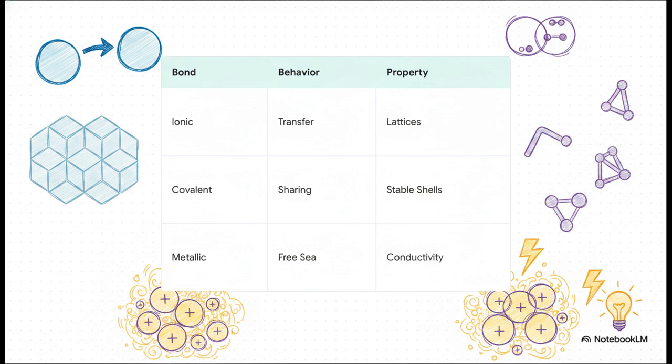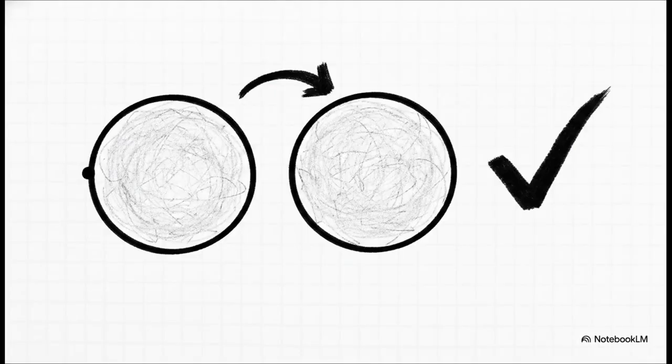And metallic bonds, characterized by a delocalized sea of free-moving electrons, perfectly explaining why metals are incredible conductors of electricity. Clarifying exactly how the microbehavior dictates the macro property is absolutely key. To secure those top marks, here are your actionable exam tips. First, always draw incredibly clear dot and cross diagrams.